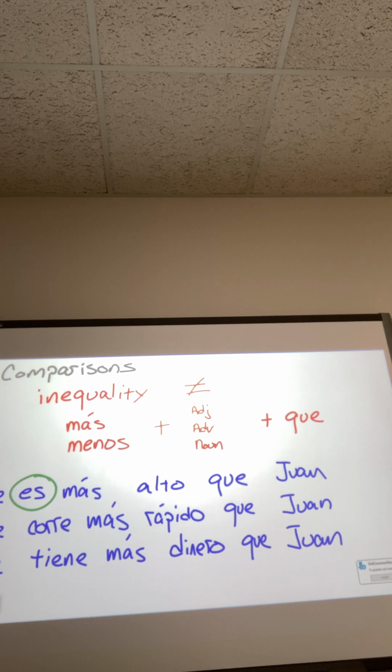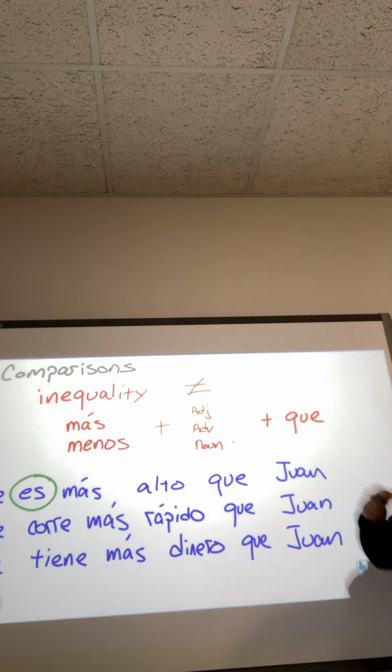So Joe es más alto que Juan. Joe is taller than John. One's in English, one's in Spanish. So those are comparisons of adjectives, unequal. Someone is taller than someone else. When it comes to adverbs, Joe corre más rápido que Juan. Joe runs faster than John, or in normal English, Joe is faster than John. So you're comparing how they do something. Finally, nouns. Joe tiene más dinero que Juan. Joe has more money than John.